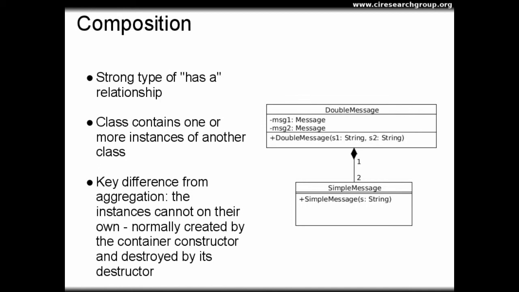Graphically, the composition relationship is represented by a filled diamond at the composing instance end of the relationship, as shown in this example. Here we have a double message composing instance that contains two instances of simple message. As shown by the multiplicity of the relationship, each instance of double message has exactly two simple message instances contained within it. These simple message instances will be created whenever an instance of the double message class is created, and both simple message instances will be destroyed with the double message.